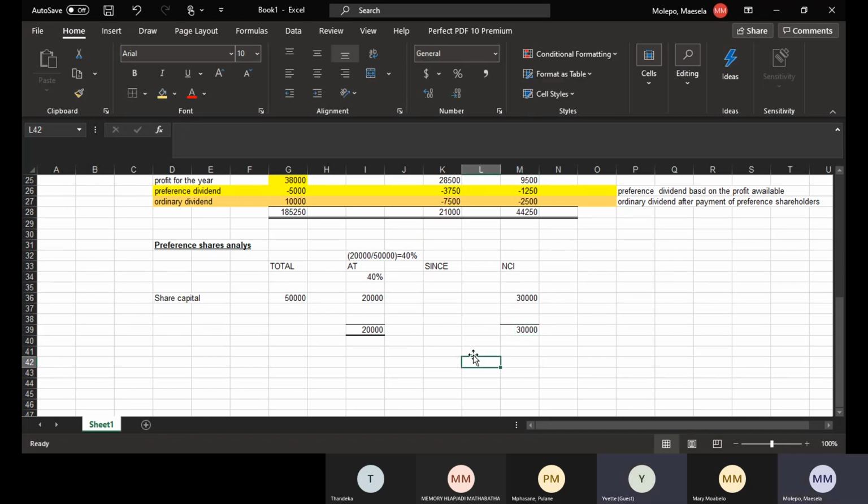Is goodwill not applicable to preference shares? No, I'm still going. Wait, I'm not yet done. It will still be applicable. I'm not yet done here. I just want to fix this.